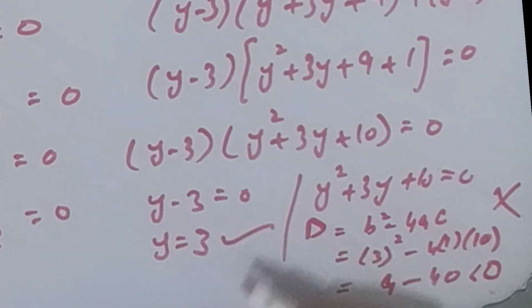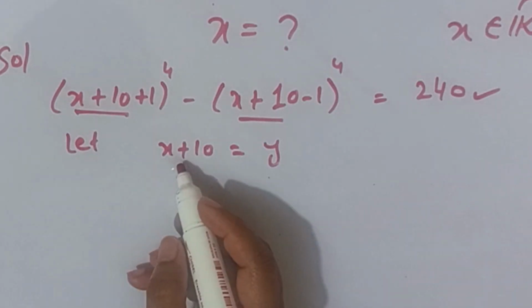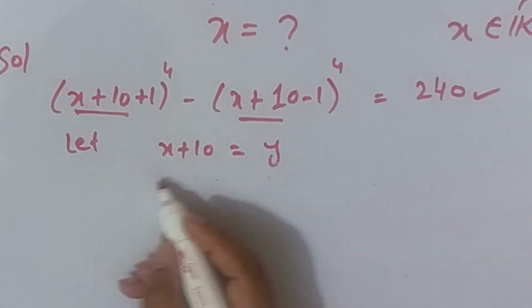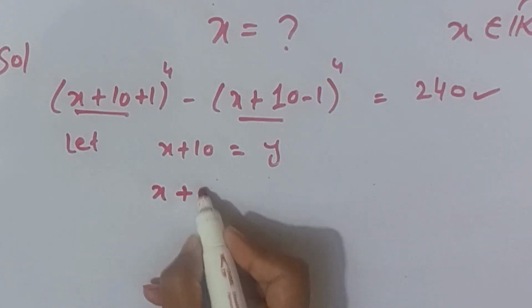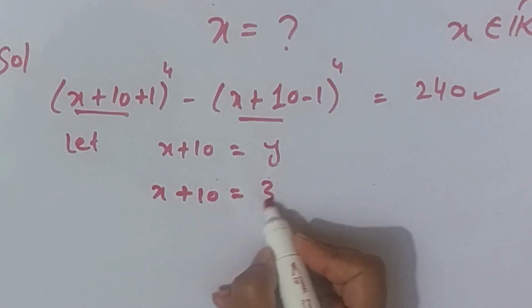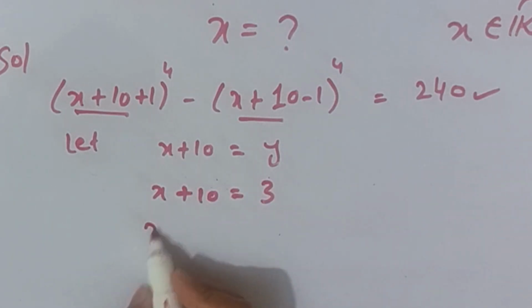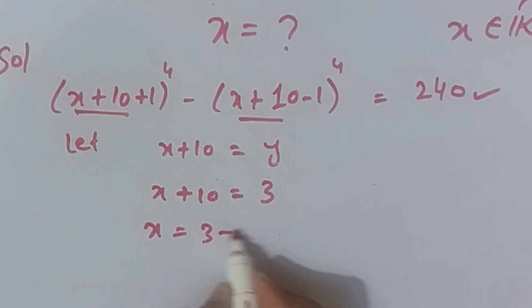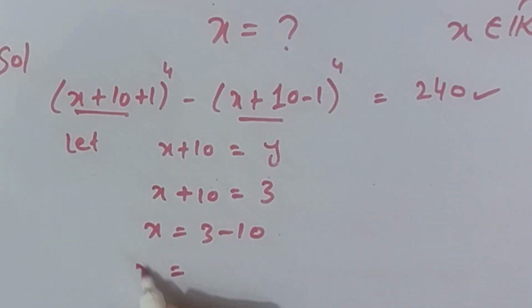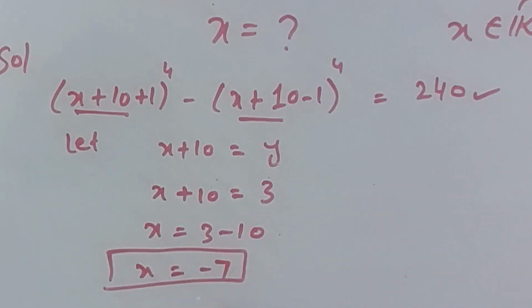Now we just take this value, y = 3. In the start we let y equal x + 10. So in our question the value of y is 3. Now we solve this equation, subtracting 10 on both sides. We get 3 - 10, which is equal to -7. So this is the only real solution, and we are done.